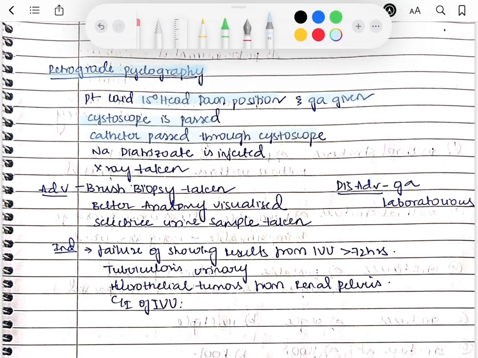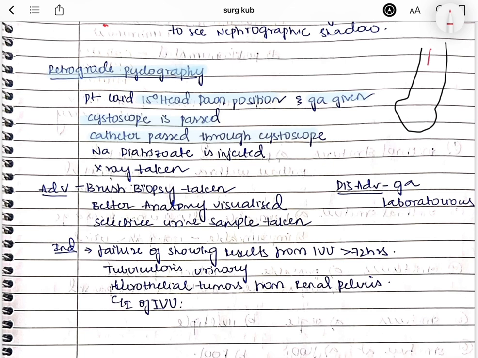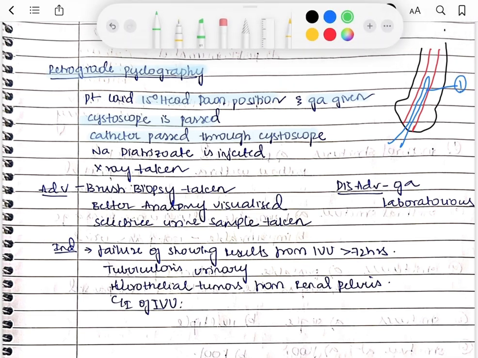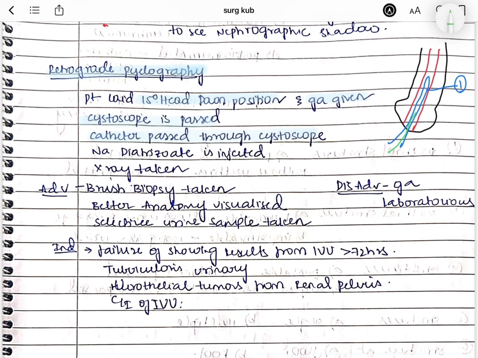See what is happening here. Suppose this is the penis and this is the urethra. First, you'll pass the cystoscope. This blue color one, number 1, is the cystoscope, and through the cystoscope, this green color one is a catheter. So you'll pass the catheter through the cystoscope. This green color, second one, is the catheter.